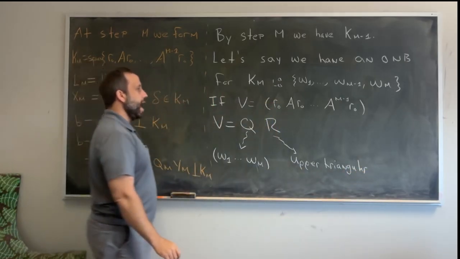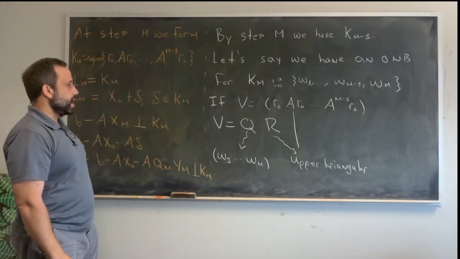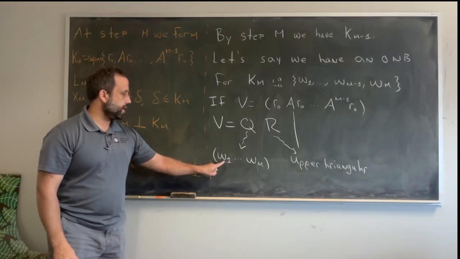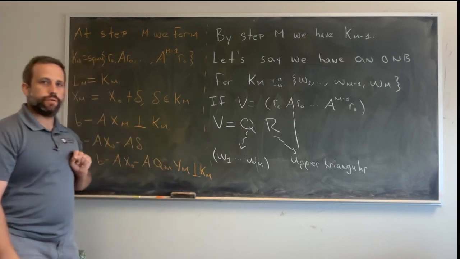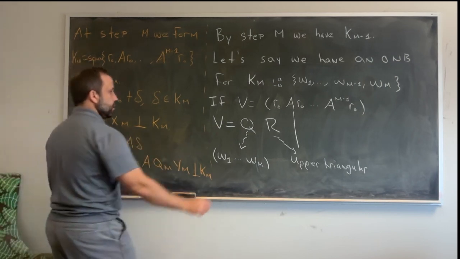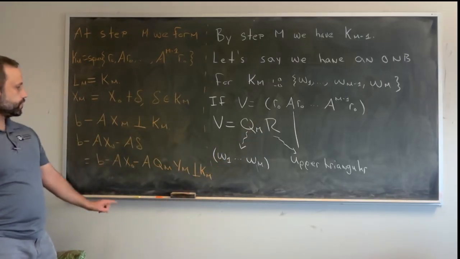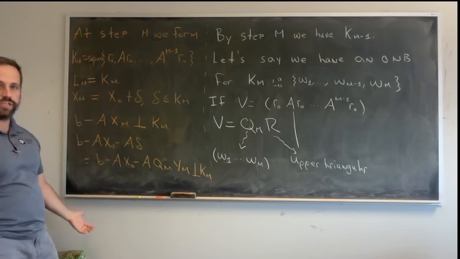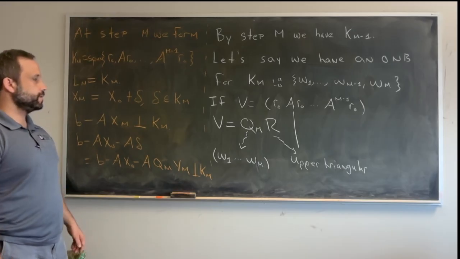Okay, and now what we have, again, Q is an orthogonal matrix, meaning its columns are mutually orthonormal to each other. R is an upper triangular matrix. So this Q is this Q. Maybe I'll even put it in here. And so the columns of Qm span the space Km. It's just the orthonormal basis for Km that the Gram-Schmidt process produced.